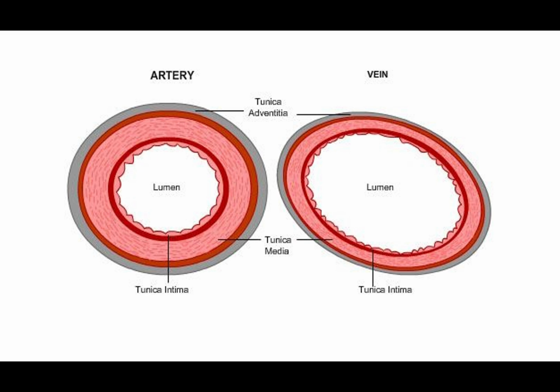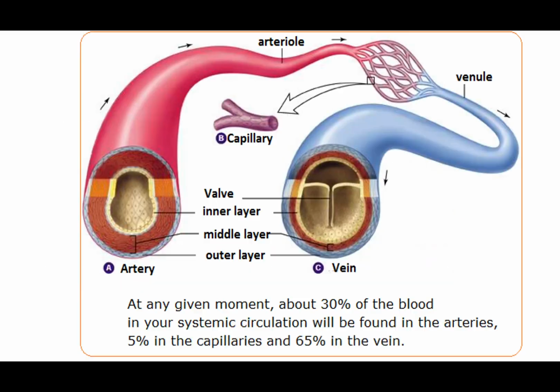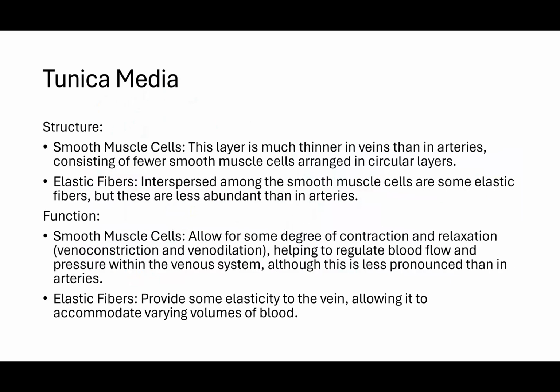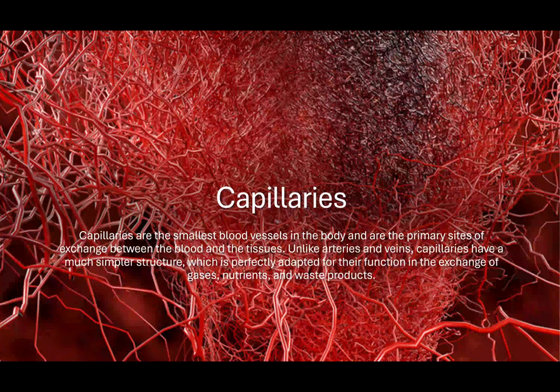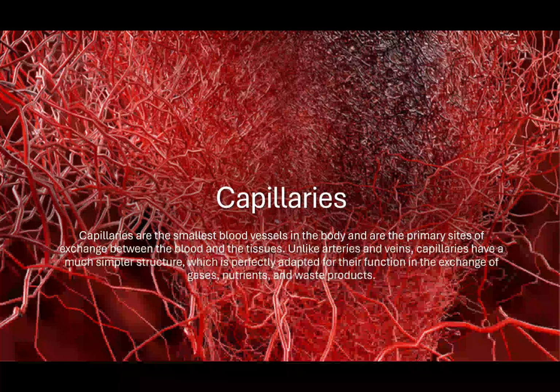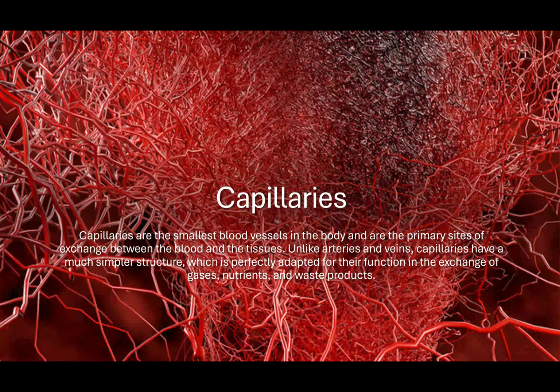Alright, so we've discussed the arteries and the veins. What's next? The capillaries. So they're the smallest blood vessels in the body. They're the primary sites of gaseous exchange, or nutrient exchange as well, within the tissues.